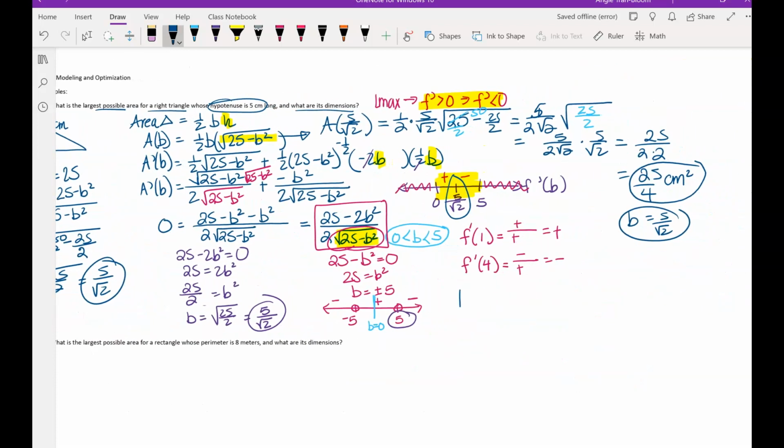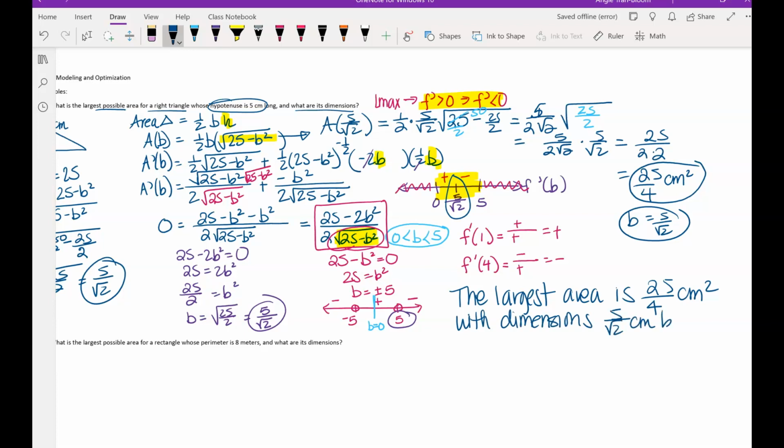Okay, so here we go. The largest area is 25 over 4 centimeters squared with dimensions of 5 over 2 centimeters by 5 over 2 centimeters. All right, guys.